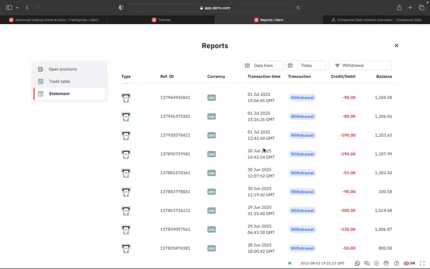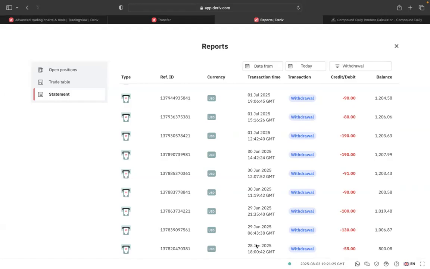As you can see, this account is a new account. I started trading on the 28th of June. On the 28th of June, we started withdrawing $55, 130, 100, 90, 90. This is over $1,000 in a few days. In just a few days, we withdrew over $1,000 here, as you can see. Those are the kinds of things that we're going to be doing, and that's what I'm going to be teaching you guys.